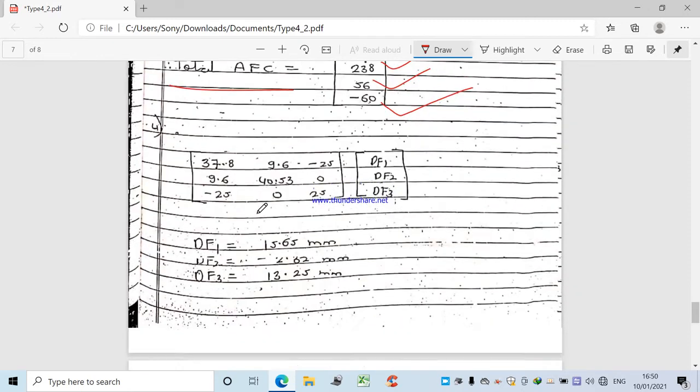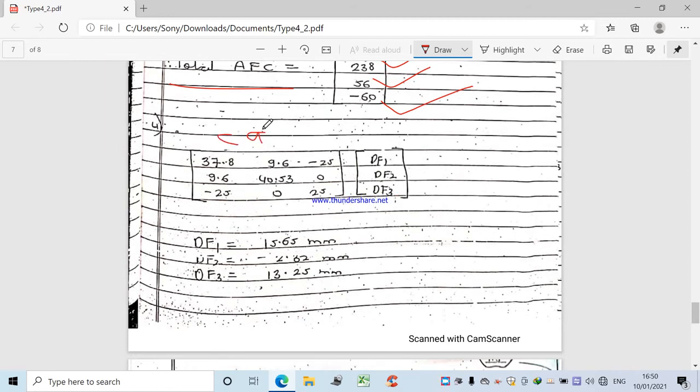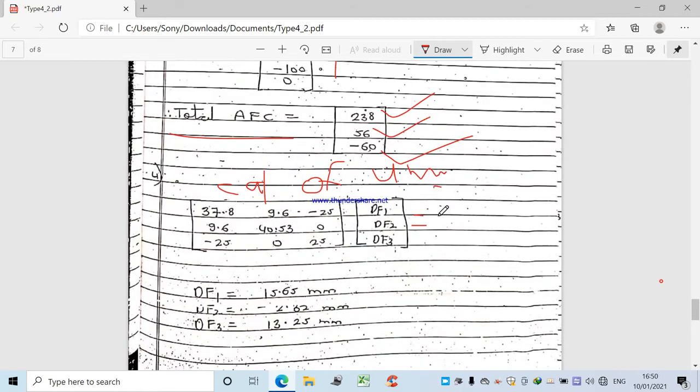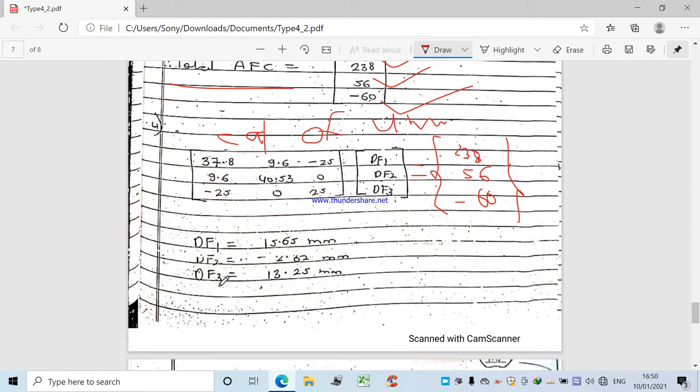Okay, then next is the calculation of the unknowns. The unknowns will be df1, df2, df3. So the matrix will be equal to 238, 56 and minus 60. Put all these values as simultaneous equations in the calculator and you will get the answers of df1, df2 and df3.